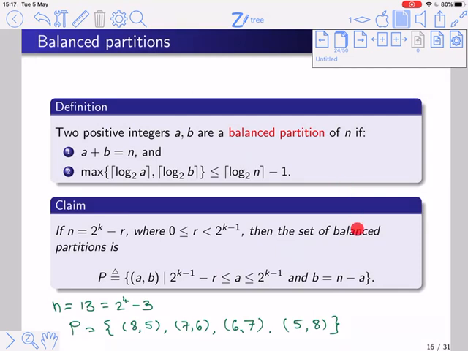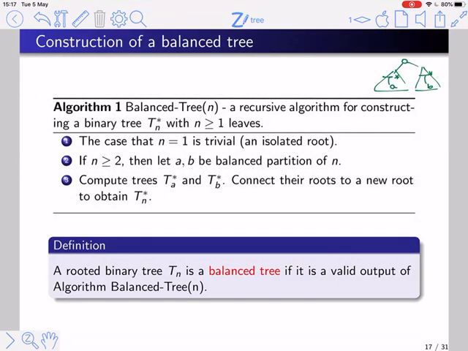This is a very technical proof. You can find it in the book. I'll skip this proof. Okay.